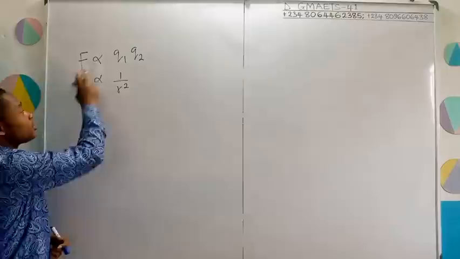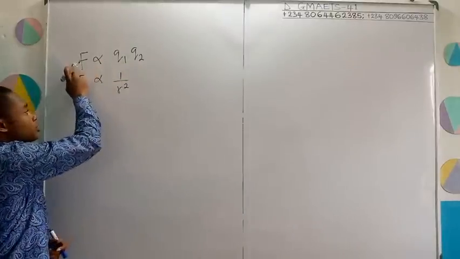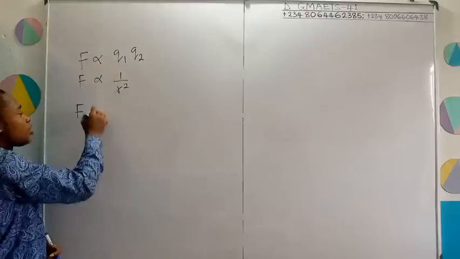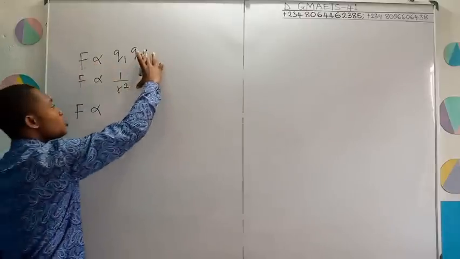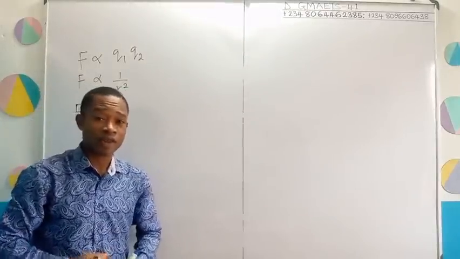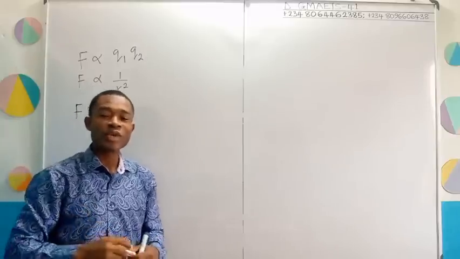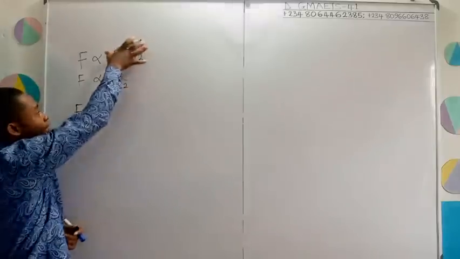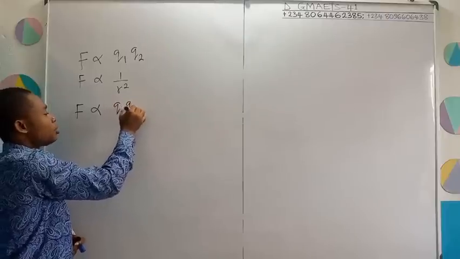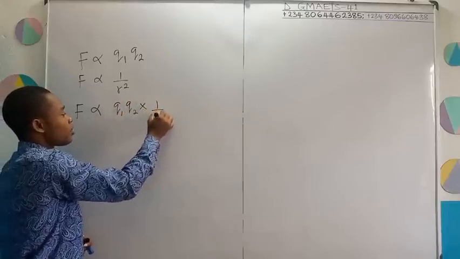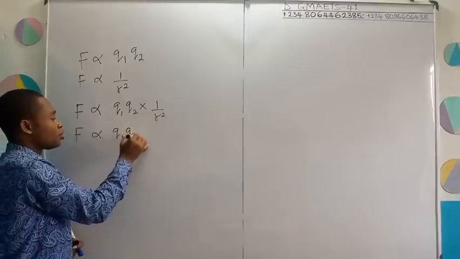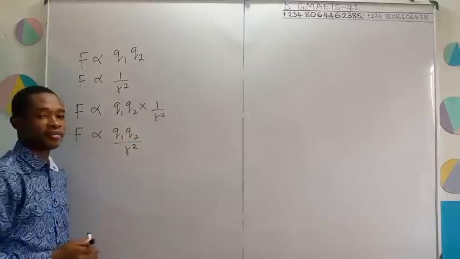So by joint variation, since this statement is defining force, this is also defining force. We shall pick one of the force, pick our sign of proportionality, and then combine these two statements, Q1, Q2, to 1 over square of the distance between the charges. And how do we combine these two statements? We shall multiply this first with this second. So we have Q1 times Q2, then times 1 over square of R. So you see clearly that F is proportional to Q1, Q2 divided by square of R.